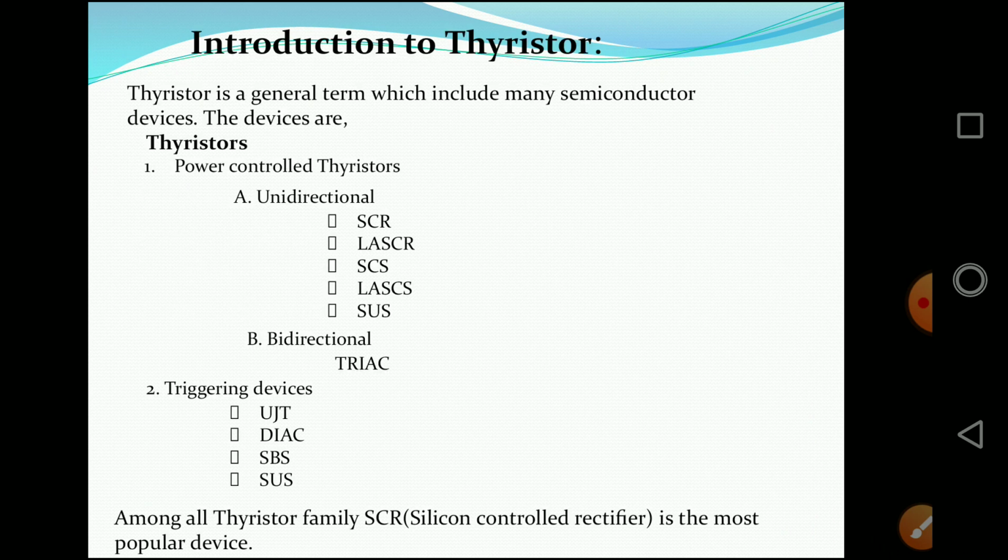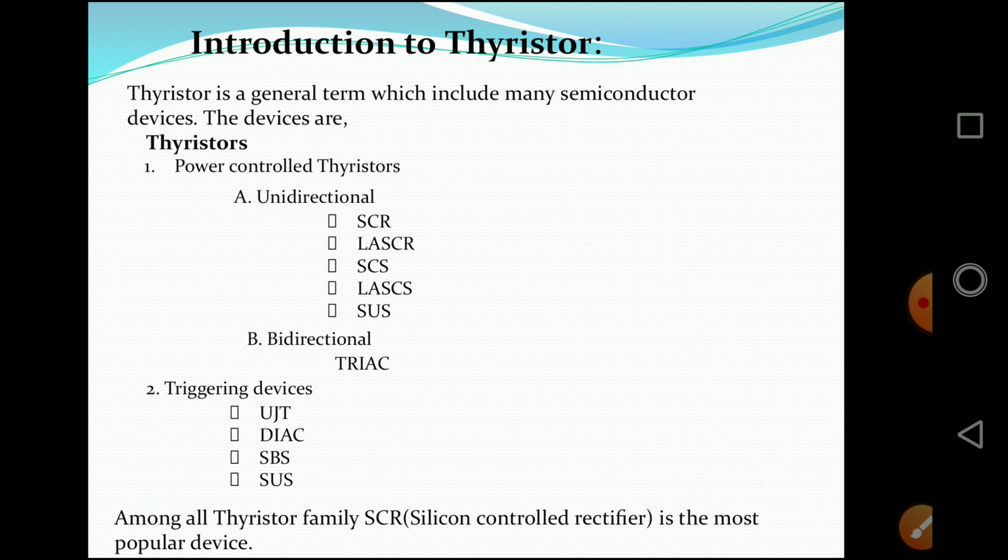So first we'll see the meaning of thyristor. Thyristor is a general term which includes many power semiconductor devices. That is, all the power semiconductor devices are commonly represented by the term thyristor. Thyristors have two classifications, that is power controlled thyristors and triggering devices. Power controlled thyristors are the semiconductor devices which are used for power controlling and for power conversion. They again have two types, unidirectional and bidirectional.